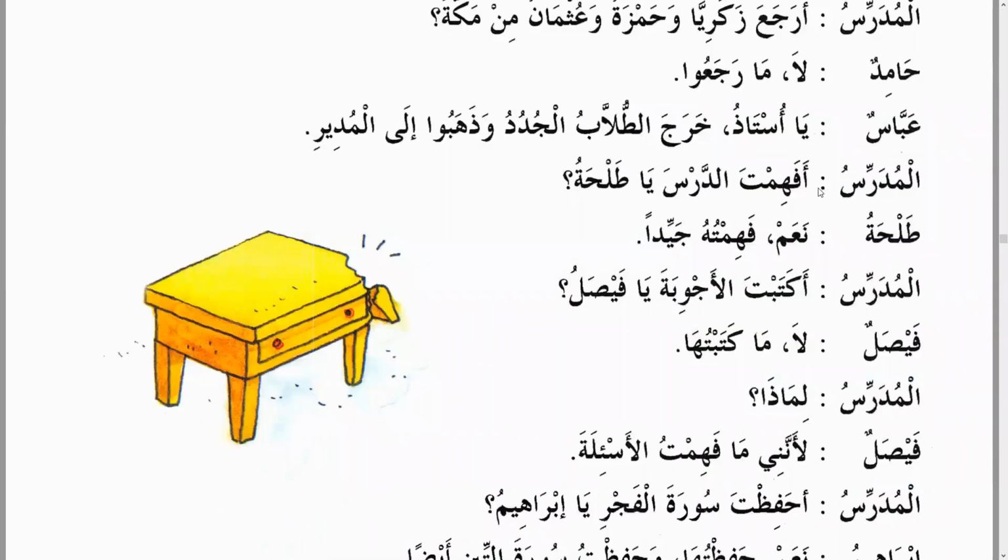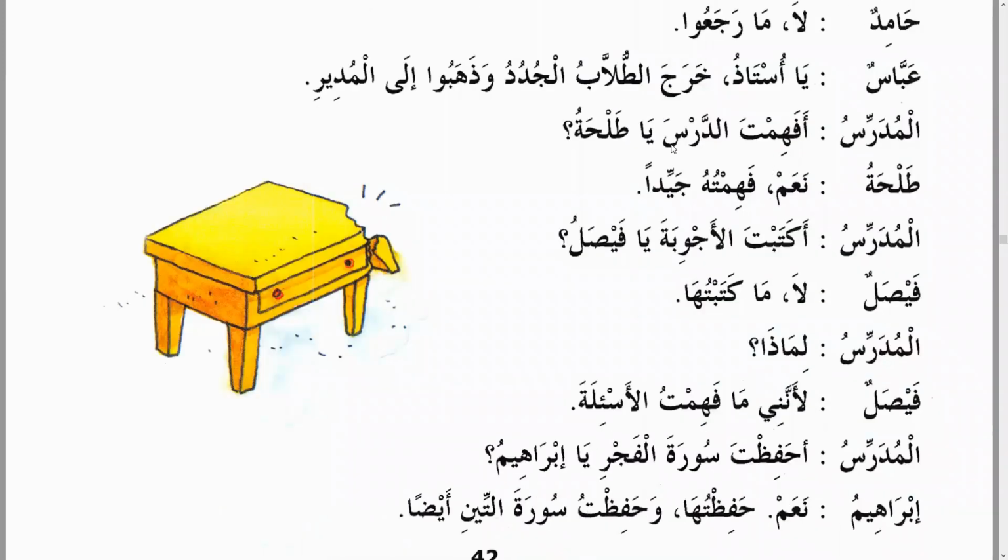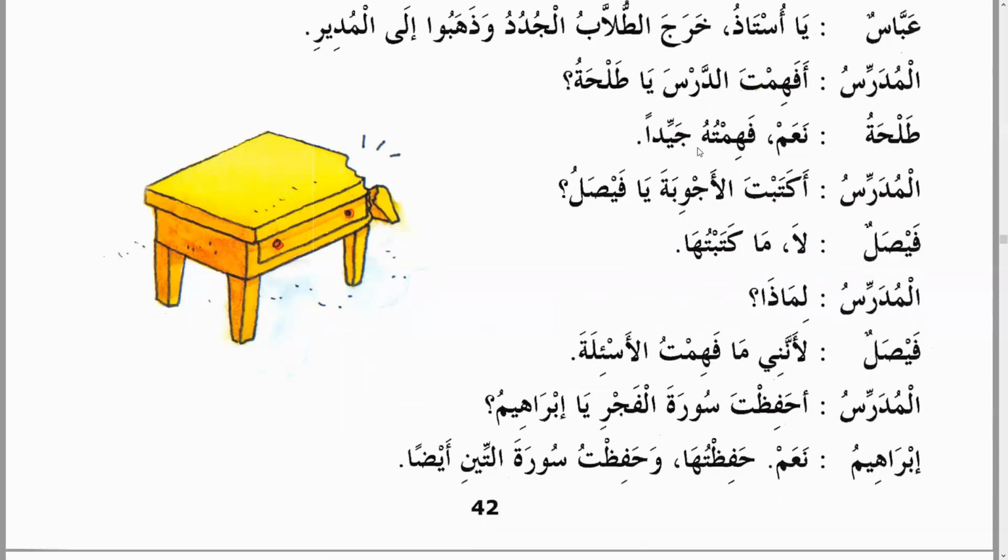Al-Mudarris. Next, فهمت الدرس يا طلحة. Oh Talha, did you understand the lesson? Darsa is the object of fahimta. Afahimta darsa, right? Fahima, and ta is, did you understand? The fa'il of fahima. Did you understand the lesson, O Talha? Naam fahimtuhu jayidan. Yes, I understood it nicely. Jayidan is nicely.